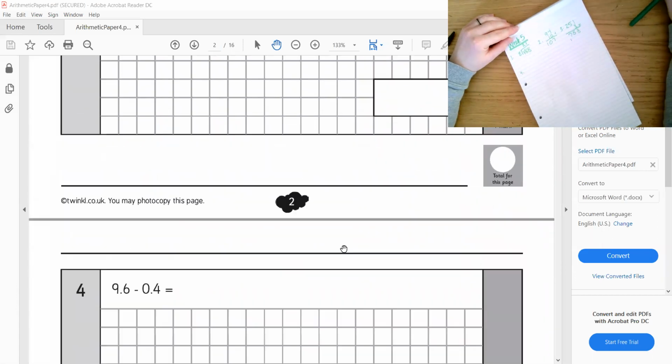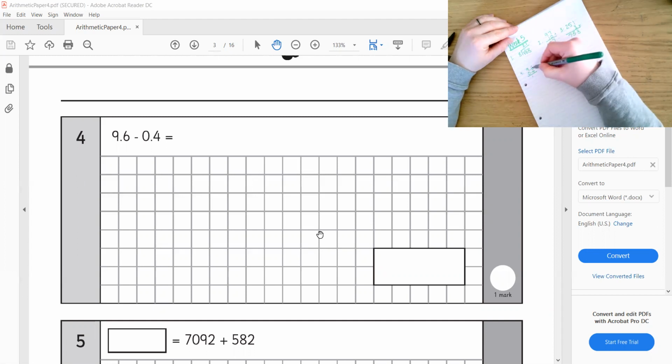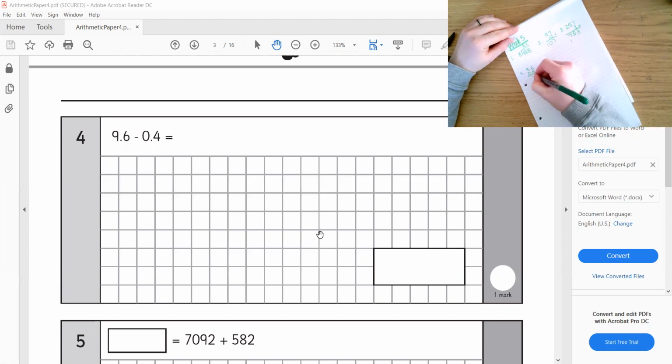Question 4. So just like any sort of subtraction, we're just going to set it out, but making sure that our decimal points are nice and in line. That will then make my answer a lot easier to understand. So 6 tenths take away 4 tenths are 2 tenths, and then 9 take away 0 then is 9. Is that right? Yes, that's right. So then it'll be 9.2 as your answer.